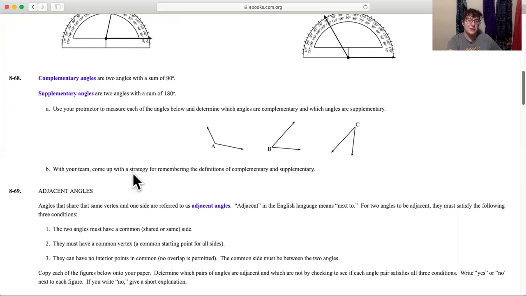Then it says, come up with a strategy with your team. You don't have a team, so do it by yourself, for remembering the definitions of complementary and supplementary. Okay.